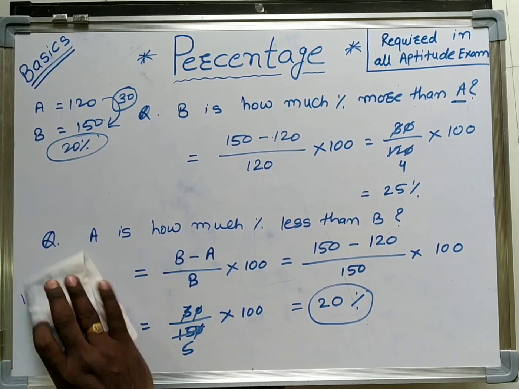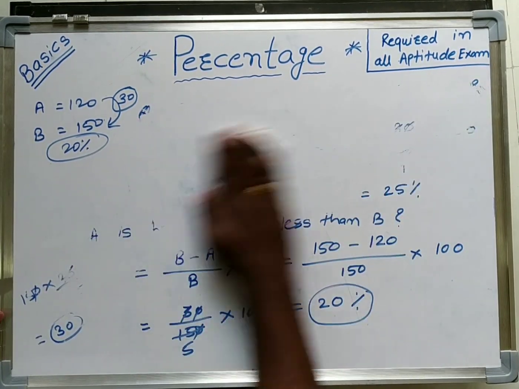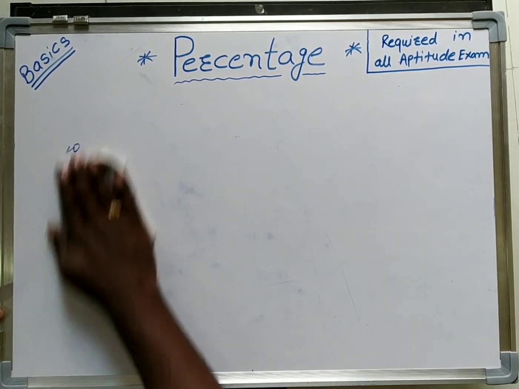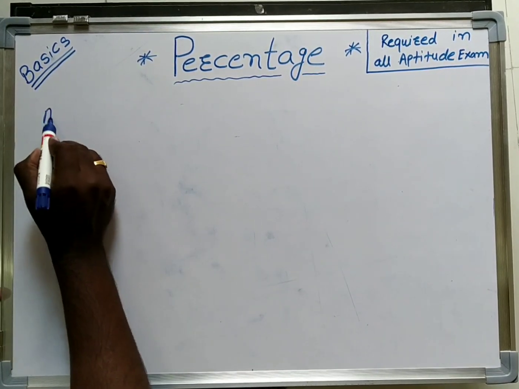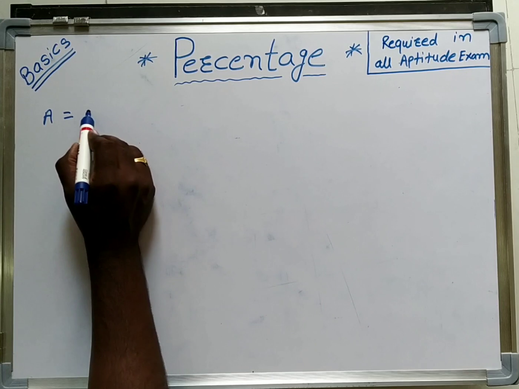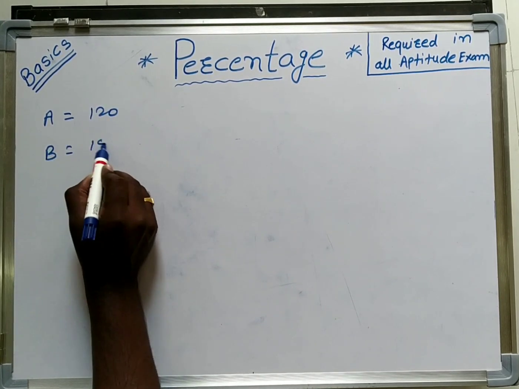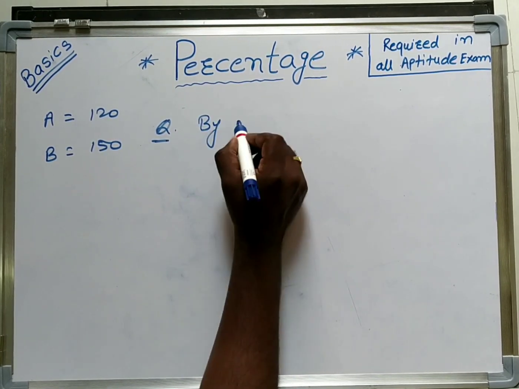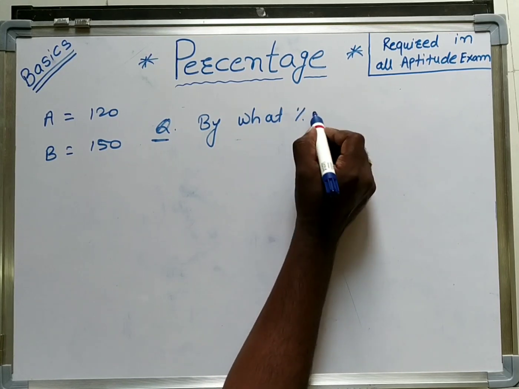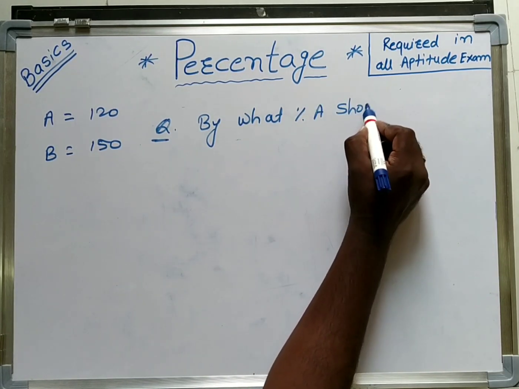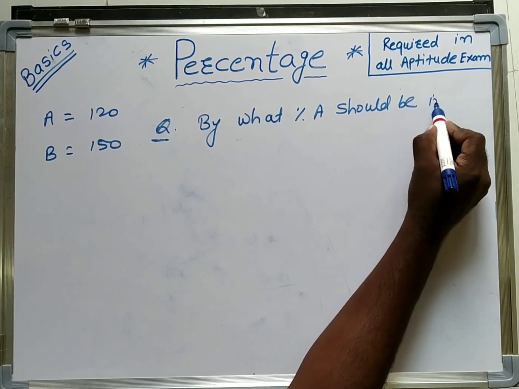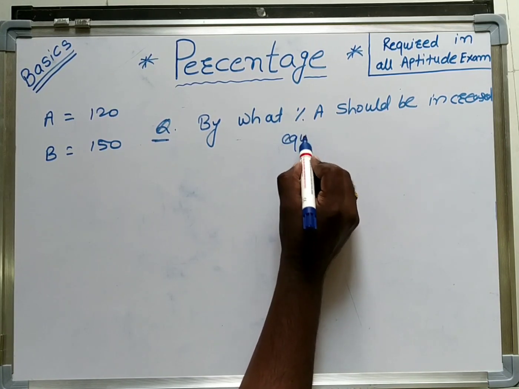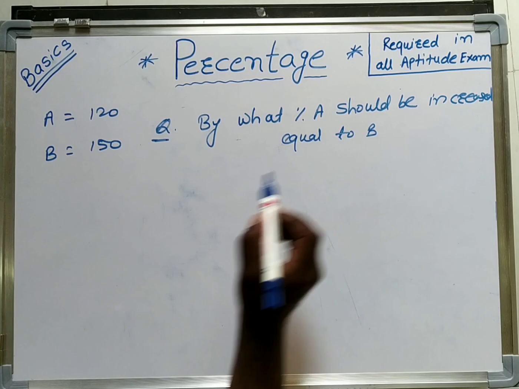Are you getting this? Now we'll discuss another two concepts regarding this percentage topic. It is very basic and required in all examinations. The value of A is 120 and the value of B is 150. The next question: by what percent should A be increased to equal B?